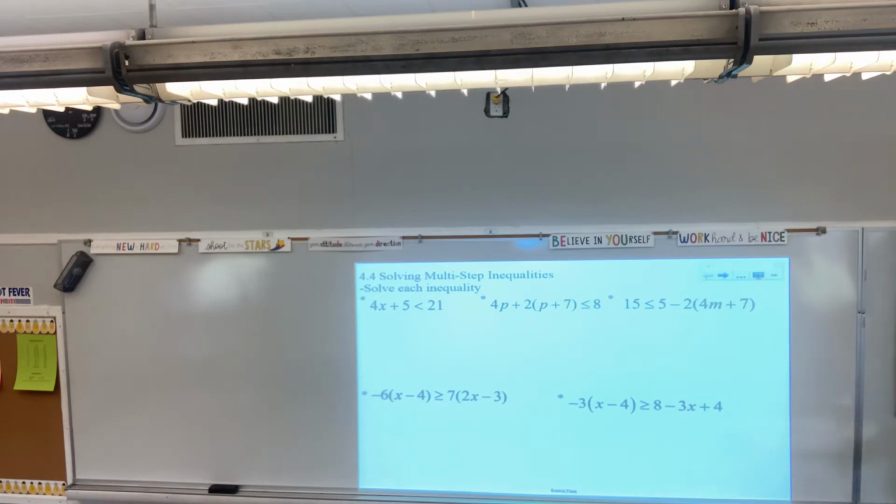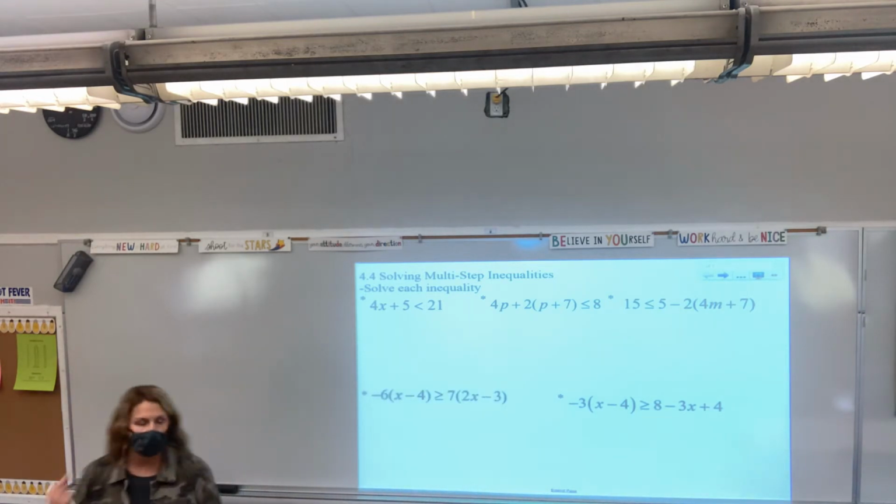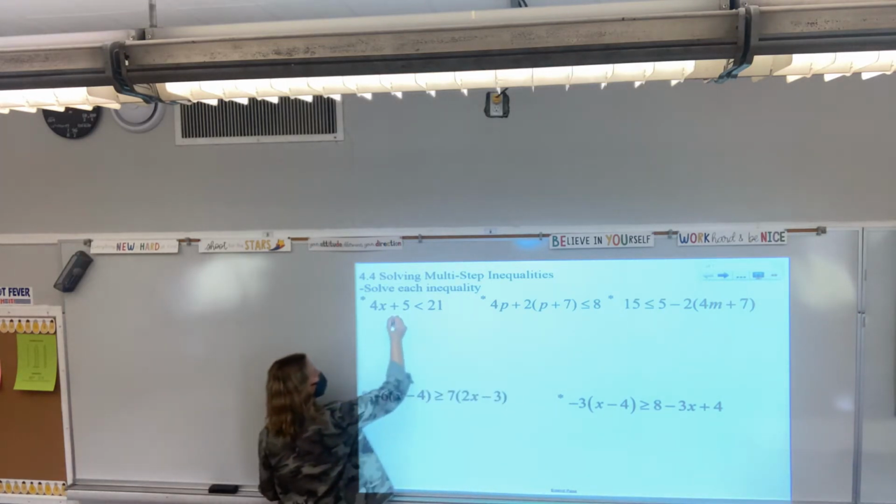Okay, you're just solving them. Straightforward. No graphing, solving them. Same steps apply. You always want the variable by itself. We really, really prefer the variable to be on the left, variable inequality number, because that makes more sense to us than anything else. The first one is straightforward. It's two steps. Step 1, subtract 5.